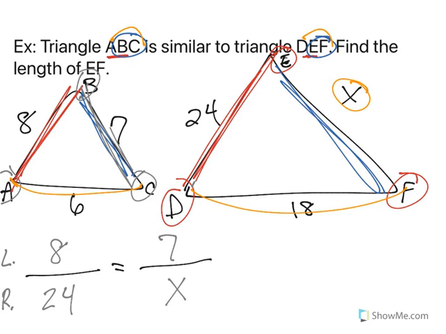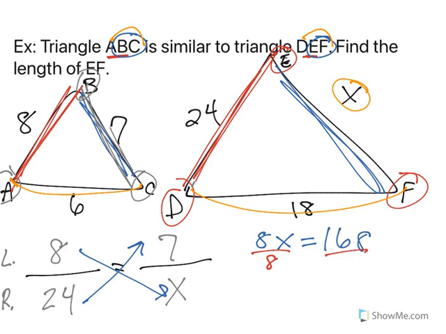Okay, let's go ahead and cross multiply. So 8 times X is 8X, and 24 times 7 is 168. So 168 for 7 times 24. Next, we divide both sides by 8, because 8 divided by 8 is 1, so 1x equals 21. So the length of EF would be 21.